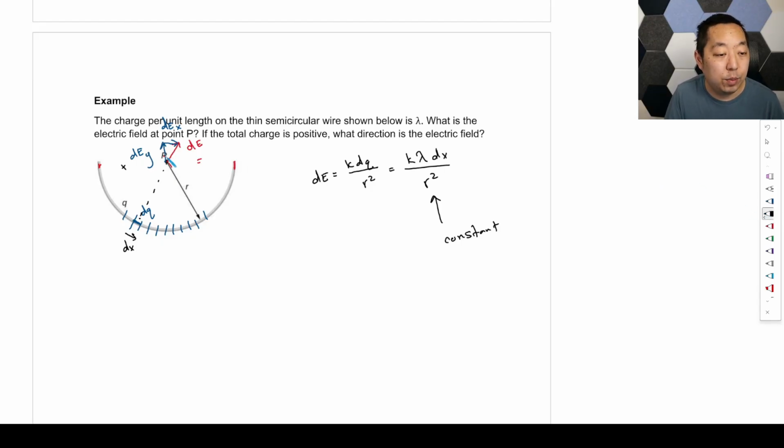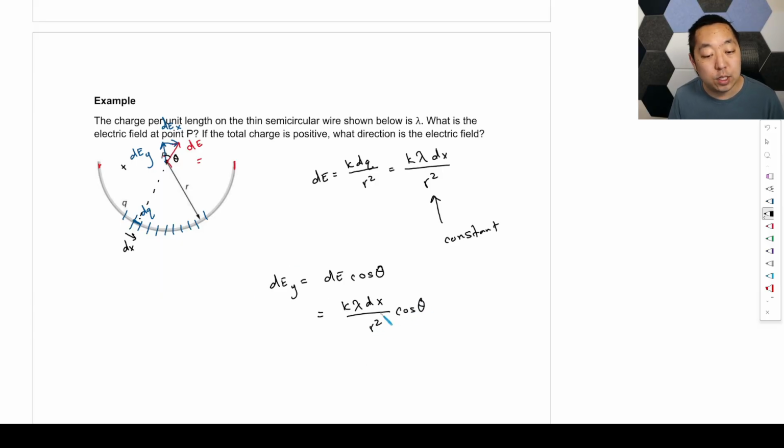And remember how we decompose that: we're going to make this a theta. And so we're going to say dE in the y direction is going to be dE cosine theta, because that's the adjacent side. And that's going to be k lambda dx over r squared times cosine theta.